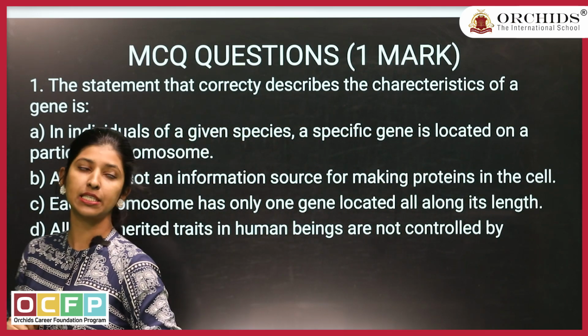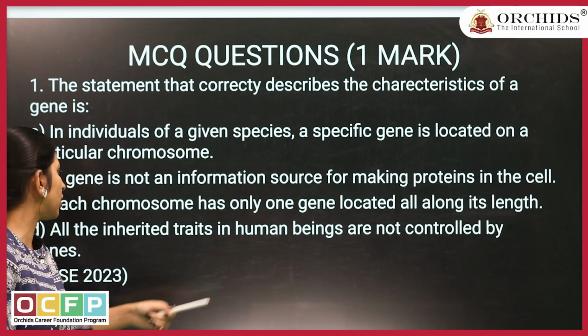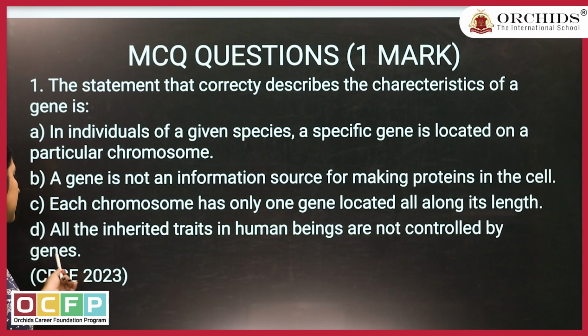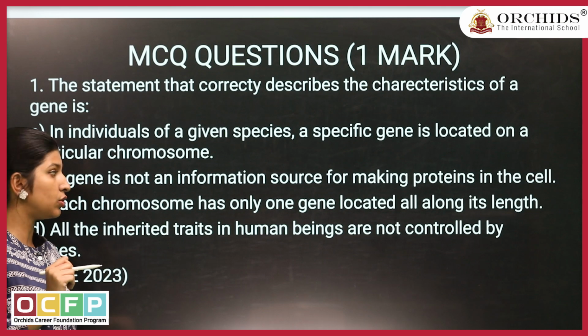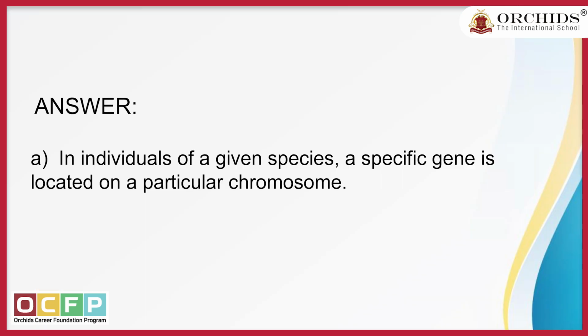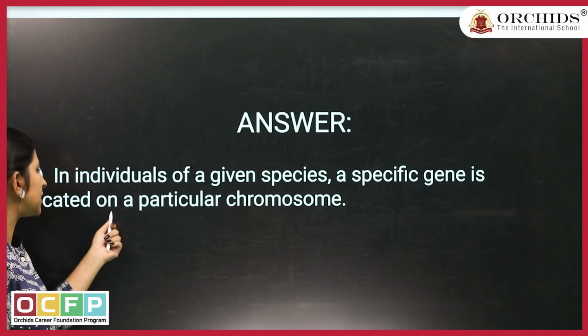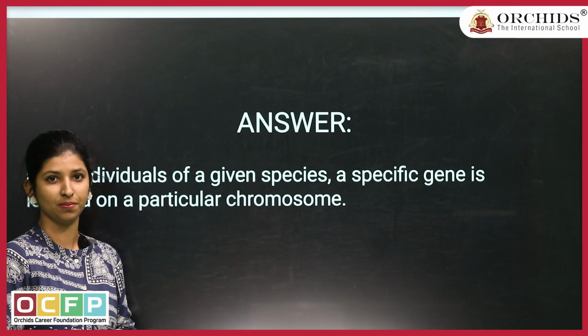And then comes the fourth statement, that is, all the inherited traits in human beings are not controlled by genes. And thus we came to the conclusion that the fourth statement is also wrong because all the inherited traits in human beings are controlled by genes. Thus, we got the answer to this particular question, that is A. The answer to this particular MCQ question is A. In individuals of a given species, a specific gene is located on a particular chromosome.